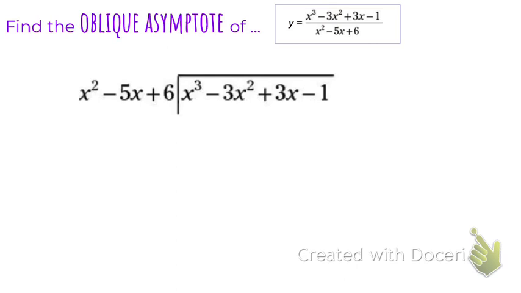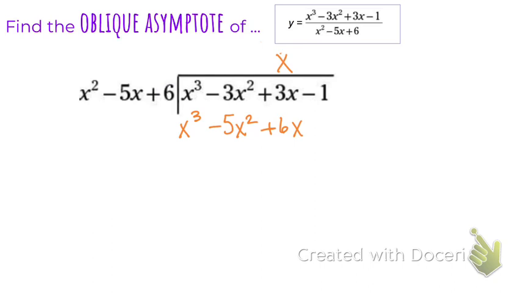So I want to know how many times this goes into this. Since there are 3 terms that I'm dividing into it, I'm just going to look at the first 3 terms first and ignore that minus 1. I am going to focus on the first term here, the x squared, and think, what can I multiply x squared by to get x to the third? And that's an x. So let's try x first. And we're going to multiply x by each of these terms.